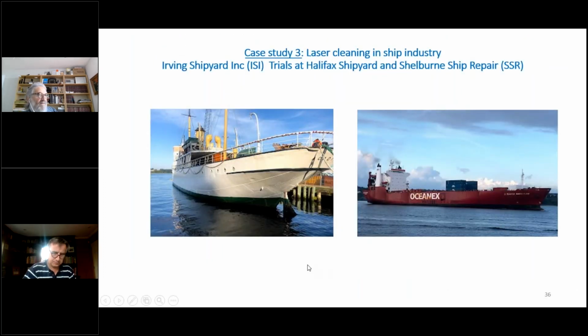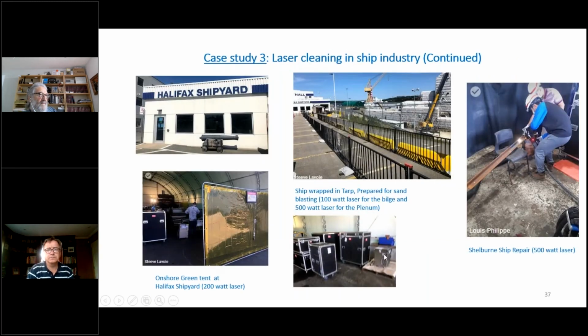Okay, so another case study was done at the shipyard. Basically, Irving Shipyard trials at Halifax Shipyard and Shelburne Ship Repair. So all of our lasers, 100 watt, 200 watt, and 500 watt, were taken there to basically clean the plenum and bilge of a ship, and also some work that was done onshore to clean some metal pieces.